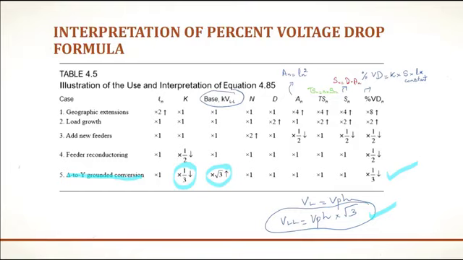Geographic extension means the length of the feeder is doubled, and correspondingly percentage voltage drop will increase 8 times. If load growth increases, then D becomes double and correspondingly percentage voltage drop also becomes double. So the only favorable options are case numbers 3, 4 and 5. That should be done in order to increase the capacity or to reduce the percentage voltage drop in the system. Now we are going to solve a few examples related to the percentage voltage drop.